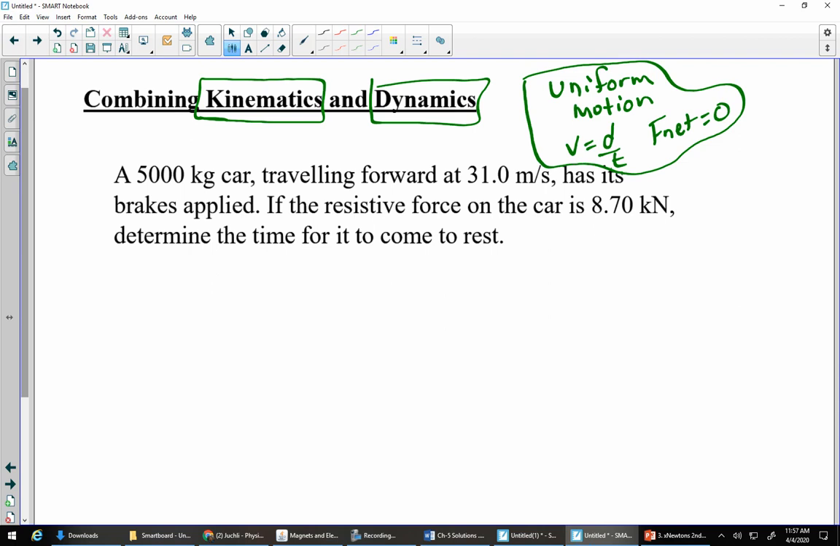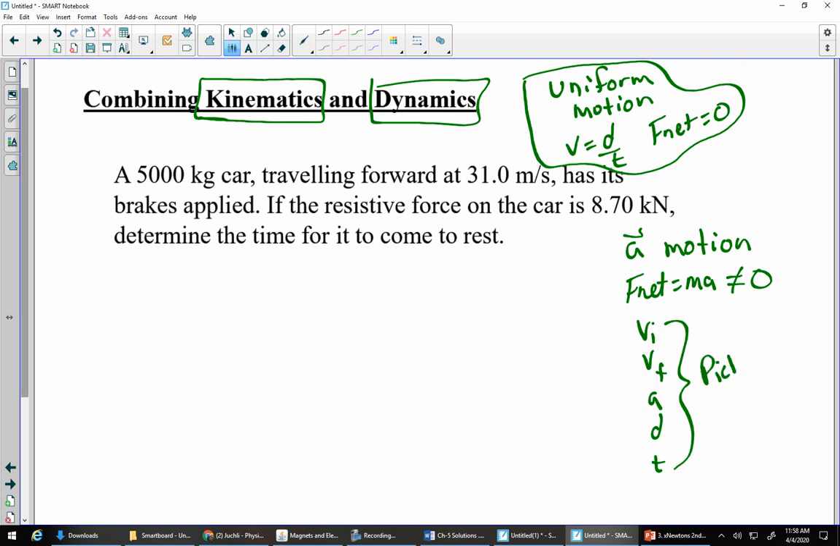The other part of this is, what if I don't have uniform motion? So for accelerated motion, and I'm just doing this off to the side over here, we know that F net is mass times acceleration, and we know that it's not equal to 0. And then we can make a variable list, like Vi, Vf, a, d, t. Am I missing anything from there? I don't think I am. So make a variable list, and then use that variable list to pick a formula and solve. Perfect.